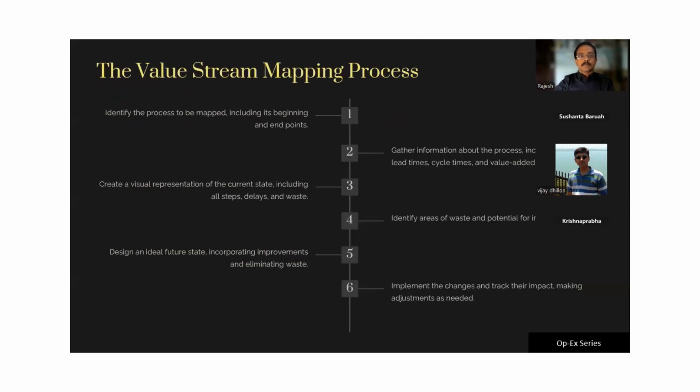And the process: first we need to identify the process mapping. From the beginning to the end point, we have to map it and gather all the information within that process. We map it with cycle time and the value adds we can do. Then we visually represent the current status, including all steps, delays, and waste. Usually we are not following this step in RCM, but if you start using it, it will be very, very helpful. Then identify areas of waste and potential for improvement, design an ideal future state incorporating the improvements, and implement the changes and their impact.